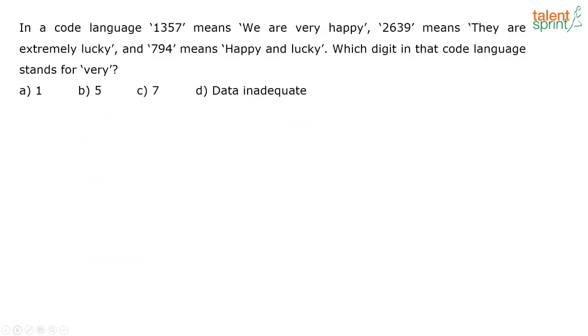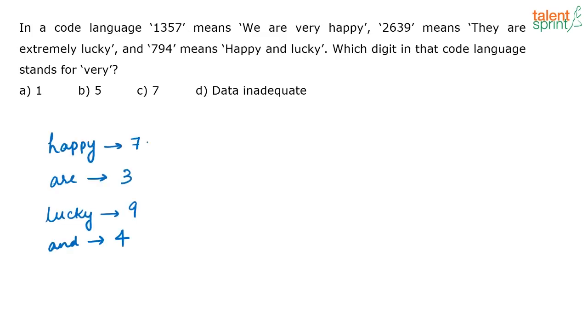Next question. Yeah, see, this is language coding that I said, right? This is the general type that you will see: for each set of words in a particular language, a particular code is given. Sometimes it is in terms of numbers, sometimes it's in terms of different sets of words. In a certain code language, 1357 means we are very happy. 2639 means they are extremely lucky. 794 means happy and lucky. Which digit in the code language stands for very?